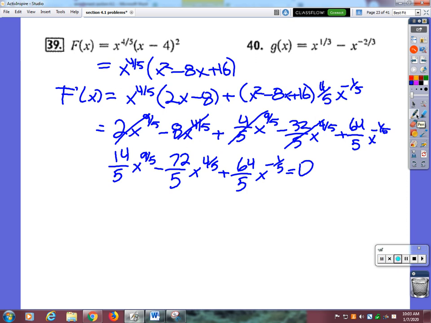Okay, what goes into 14, 72, and 64 evenly? 2, is that it? I guess 14 is 2 times 7, so that's it. Okay, so I'm going to factor out 2/5, and I'm also going to factor out x to the -1/5. And that will leave me 7x squared minus 36x plus 32.